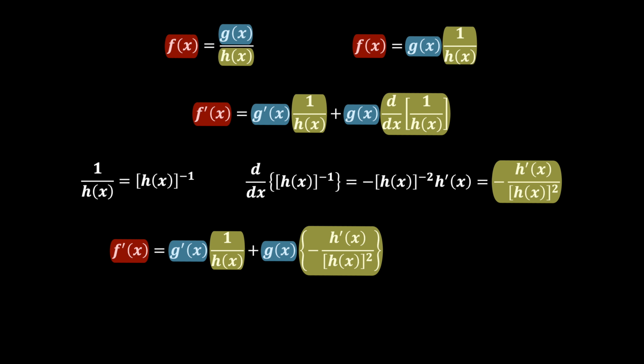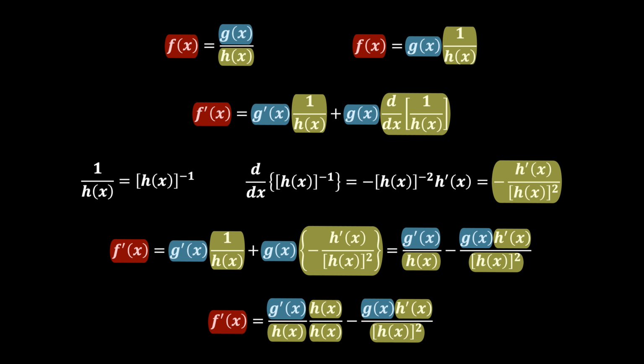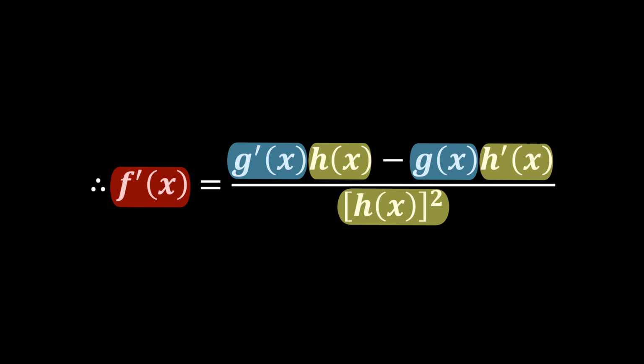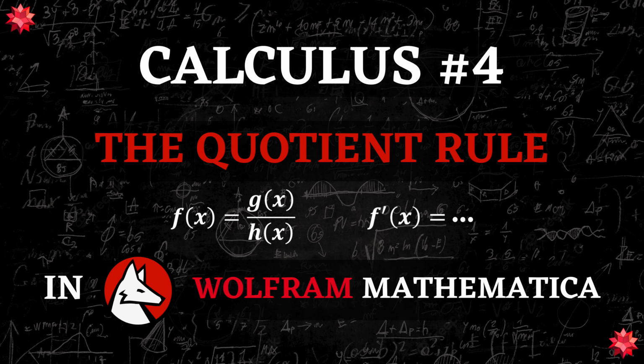Going back to the product rule, we now have this expression consisting of two separate fractions, but we can join these fractions by multiplying both the numerator and denominator of the first fraction by h of x. Thus, we are left with the quotient rule. As simple as that. And that's it, my friends, the quotient rule of differentiation, unraveled and visualized.